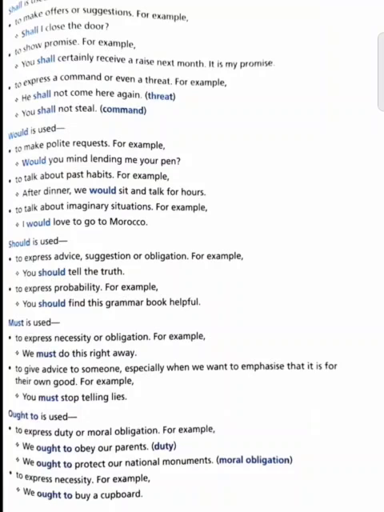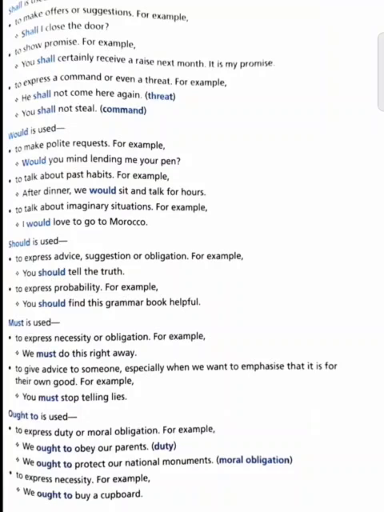Now let's understand the use of would. So children, to make a very polite request, or to talk about past habits and to talk about imaginary situations. So in these conditions you will use would: to make polite requests, for past habits and imaginary situations.